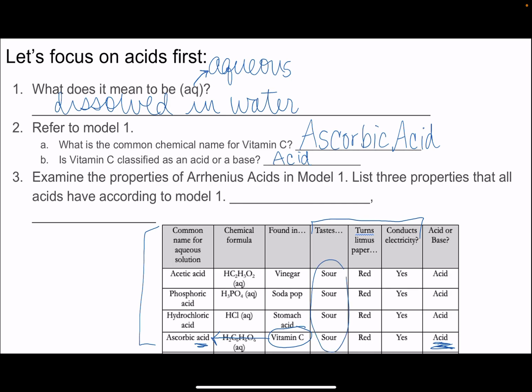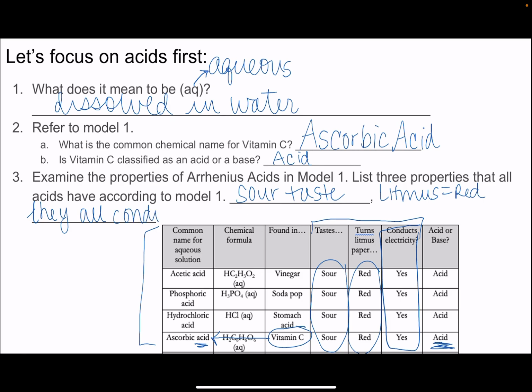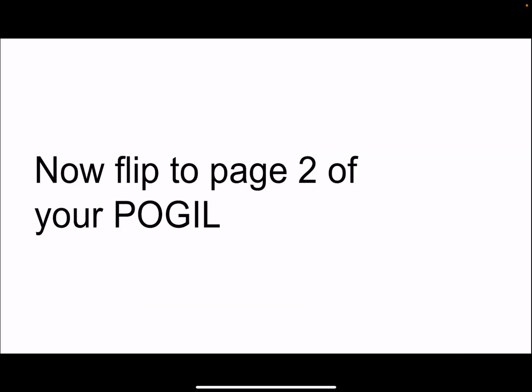So I would say that our first property is that they all have a sour taste. Our second property is they all turn litmus red. And then our third one, we could talk about they all conduct. And that's because of those free electrolytes in the solution hitting our conductivity meter.